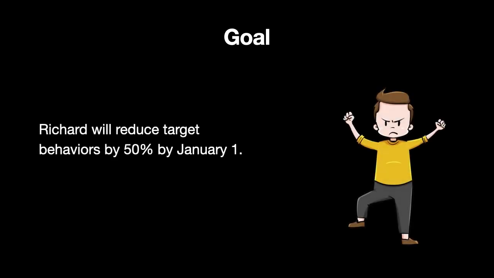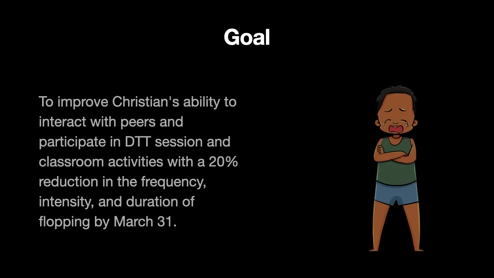Richard will reduce target behaviors by 50% by January 1st. To improve Christian's ability to interact with peers and participate in DTT sessions and classroom activities with a 20% reduction in the frequency, intensity, and duration of flopping by March 31st. Notice how each of the example goals provides some way to measure the behavior along with a deadline. These components are critical to determining your success.